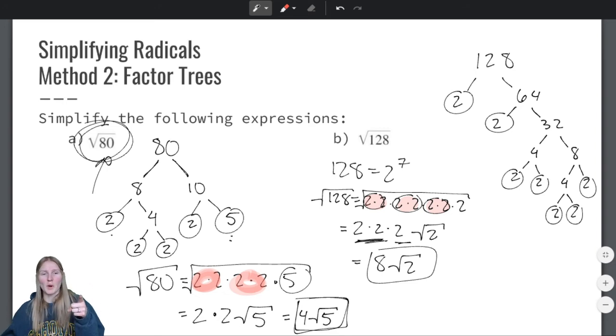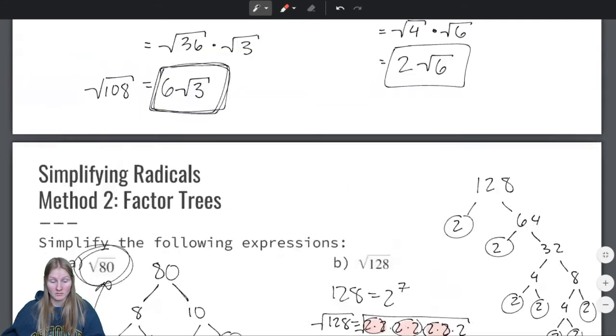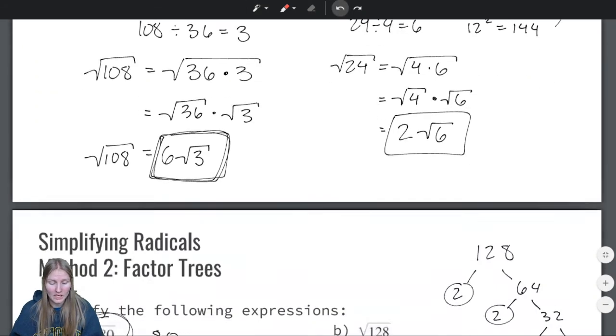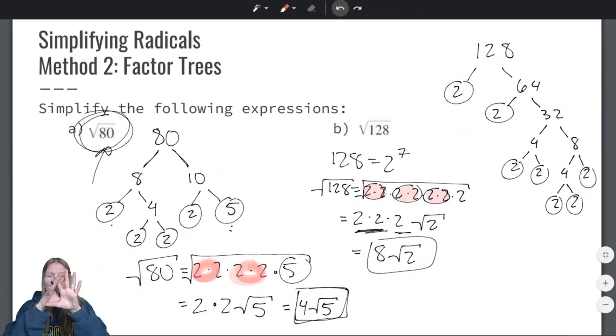So, at this point, I want you to pause the video and think about this. Which way do you like better? Do you like method 1, where we're dividing? We just have to divide and split it up? Or do you like the factor trees, where you can write out all the numbers, you can see them in pairs, and you can pull them out of the radical? You can only pull them out of the radical when they have a buddy.